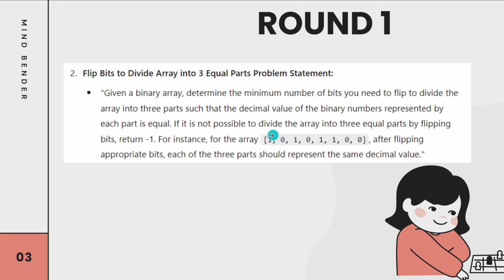For instance, you are given this array. Now you have to flip a certain number of elements and divide it into 3 equal parts so that their binary values are equal. This is the question they faced in round 1. So be sure to prepare these types of questions.